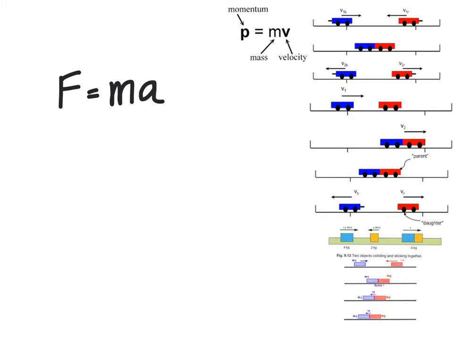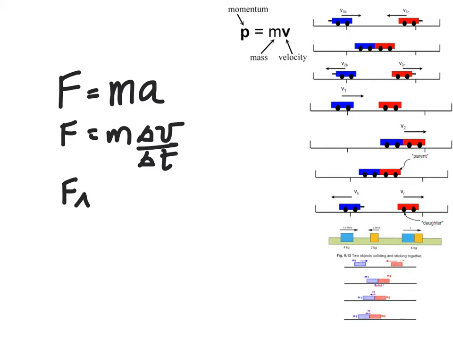Okay, I hope you recognize this equation. Force is equal to mass times acceleration. Now let me do some writing. So force then is the mass, the acceleration is the change in velocity over the change in time. And if I rearrange this, I get that the force times the time interval is equal to the mass times the change in velocity.